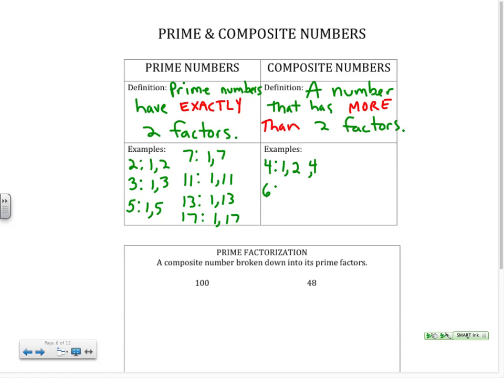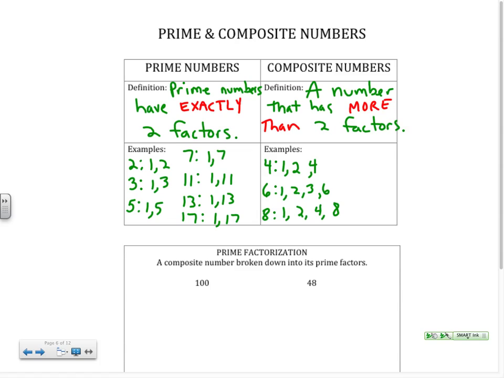I'm going to list 6. Its factors are 1 and 6. 1 times 6 is 6. And 2 and 3. 2 times 3 is 6. So 6 has 4 factors. Next on, if I went in order, I'd be thinking 7, which is already prime. Next is 8. Has more than two factors, 1 and 8, 2 and 4.